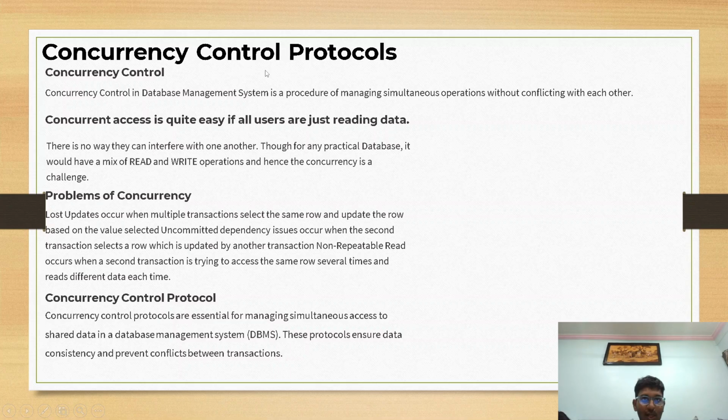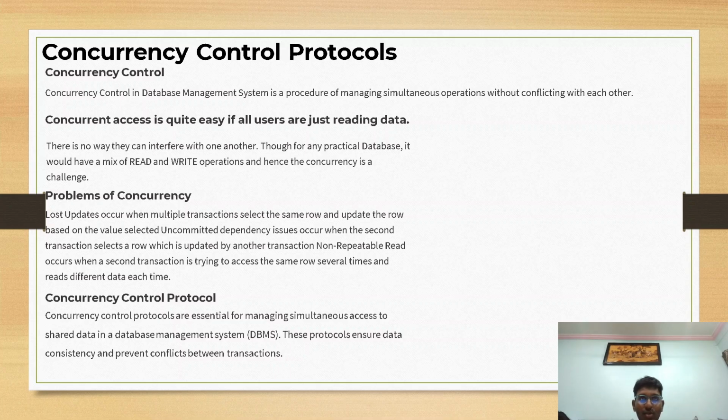Now, what is a concurrency control protocol? Concurrency control in a database management system is a procedure of managing simultaneous operations without conflicting with each other. So we have just discussed the problem, and these two statements are discussed. Now talking about concurrency control protocols: they are essential for managing simultaneous access to shared data in a database management system. These protocols ensure data consistency and prevent conflicts between transactions.